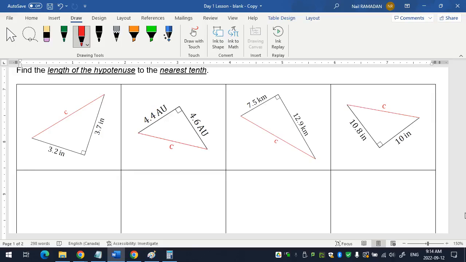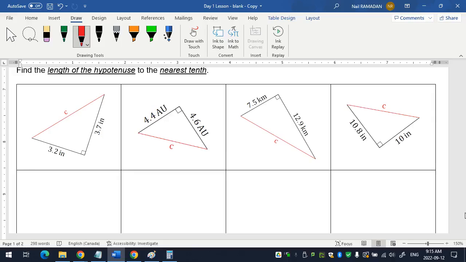Can someone tell me what it means to find something to the nearest tenth? By the way, everyone, we're doing math here, and we're going to get a lot of decimals. So rounding is a very important skill to have. You're going to hear nearest tenth, nearest hundredth, nearest thousandth. What does nearest tenth mean? Patrick? Round your answer to how many decimal places? One. You're only allowed to show one digit after the decimal point.